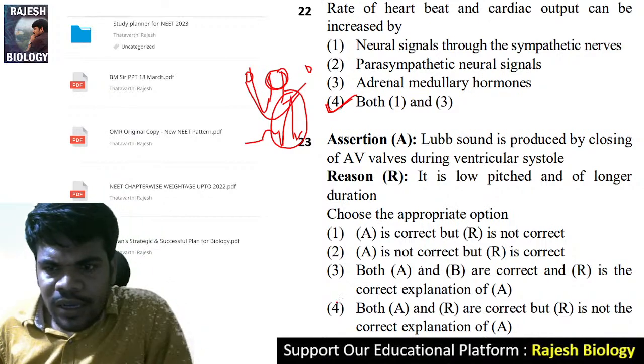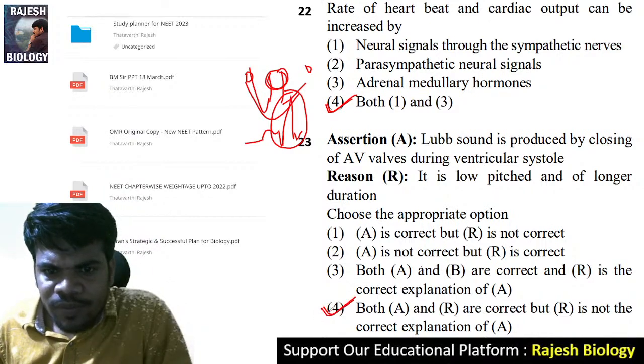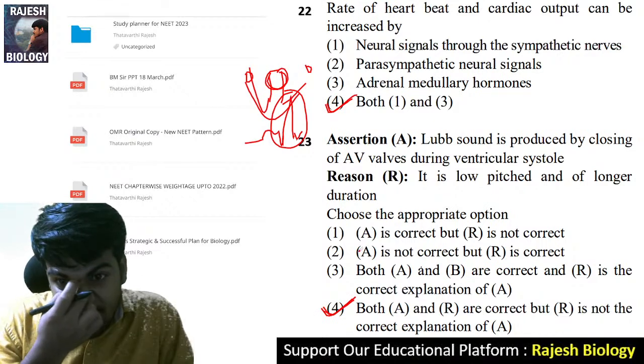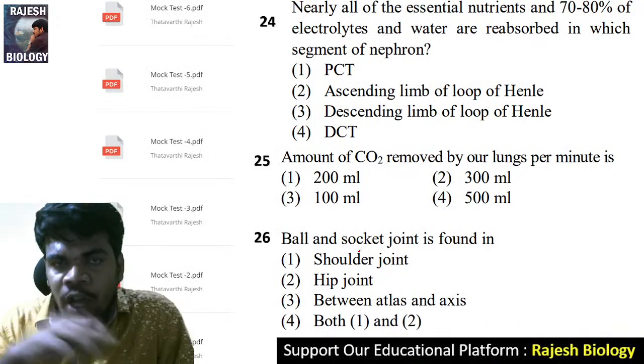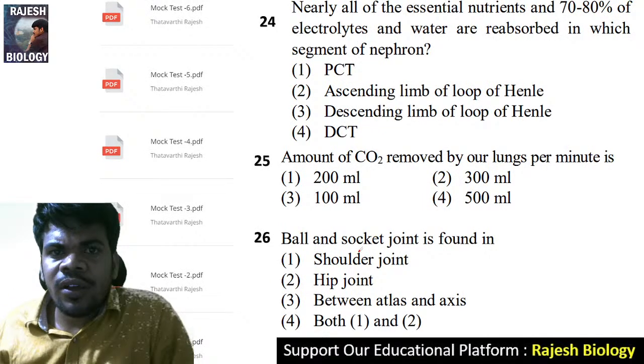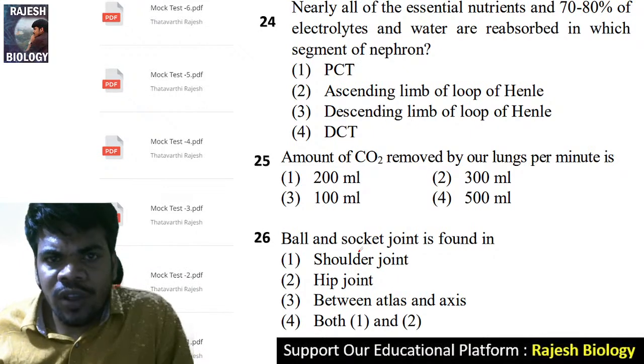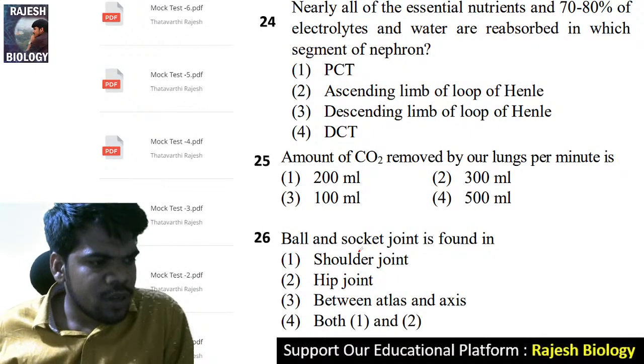23. Yeah, it is not a correct explanation. Both are correct, but it is not a correct explanation. Okay, because of low pitch and longer period, there is not closure of the atrioventricular valves, right? Come to the 24th question.